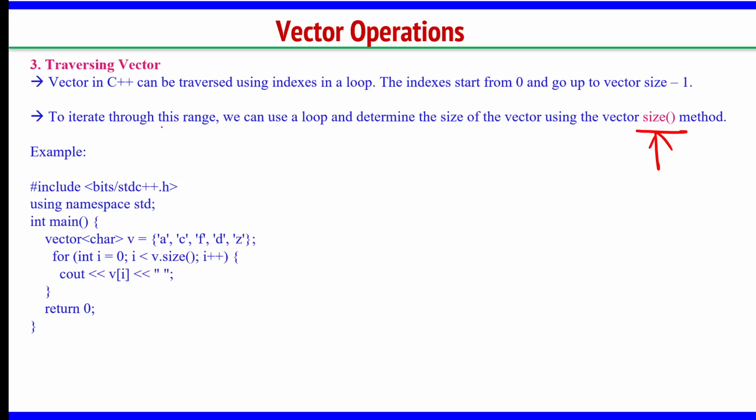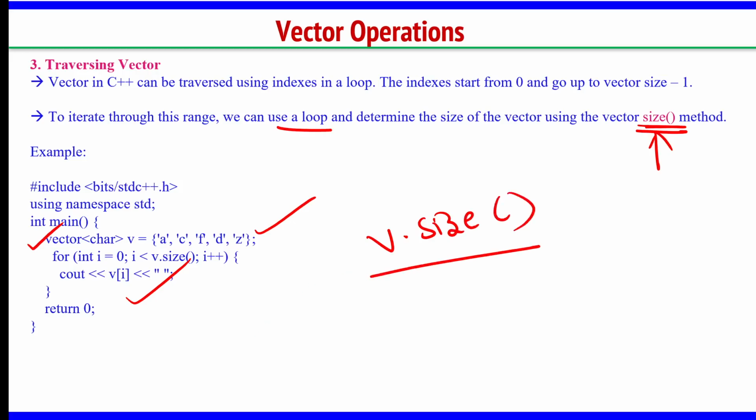So to iterate through this range, we can use a loop and determine the size of the vector using the vector size method. See, I have defined a character vector here, char v equal to a b c d e f z. Then for i equal to 0, i less than v dot size, i plus plus, print v of i. So using this v dot size function, you can traverse the elements of the vector.